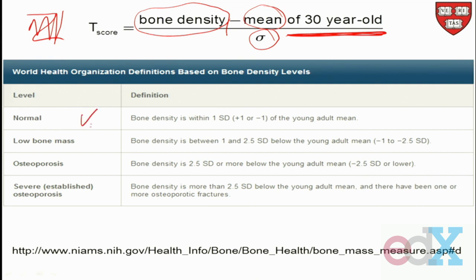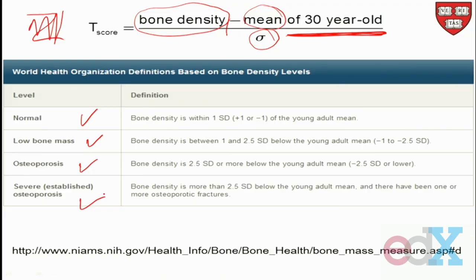Well, once they do this, they create this categorical variable with 4 levels: normal, low bone mass, osteoporosis, and severe or established osteoporosis. And it's all based on this T-score. If the T-score is within 1 standard deviation, that's just normal. Between -1 and -2.5 standard deviations, that's called low bone mass. If we are at -2.5 or lower, that's osteoporosis. And if you're below there and you've had 1 or more fractures, they call that severe or established osteoporosis.